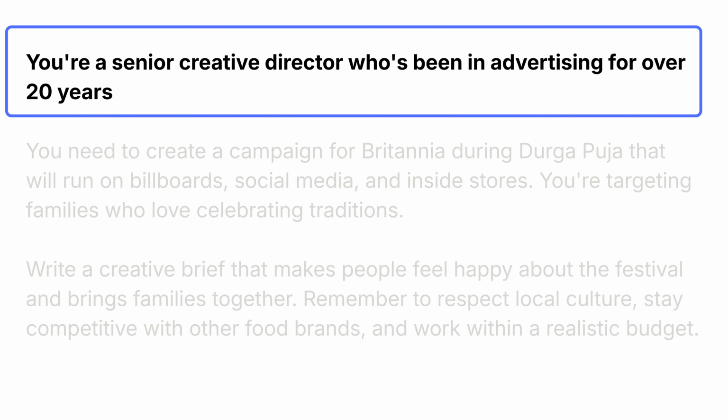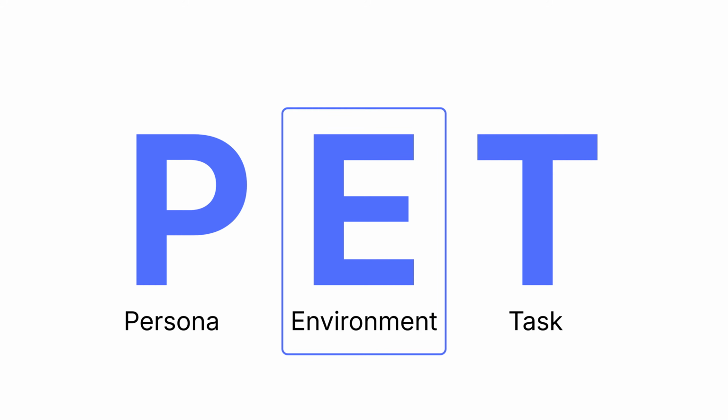So let's look at this example. You're a senior creative director who's been in advertising from last 20 years. Now, did you see what I did there? I assigned a persona which says that you're a senior director. And then I added that you are a senior director from last 20 years. Now, what will happen with ChatGPT is that it will think from that person's perspective. Let's go to the next thing, which is environment.